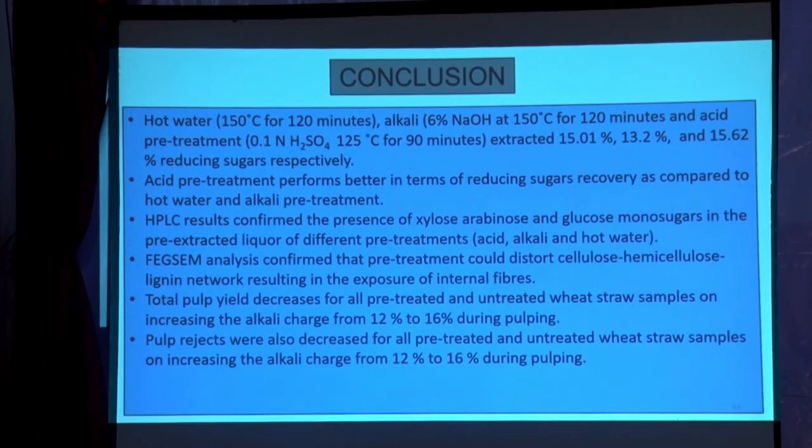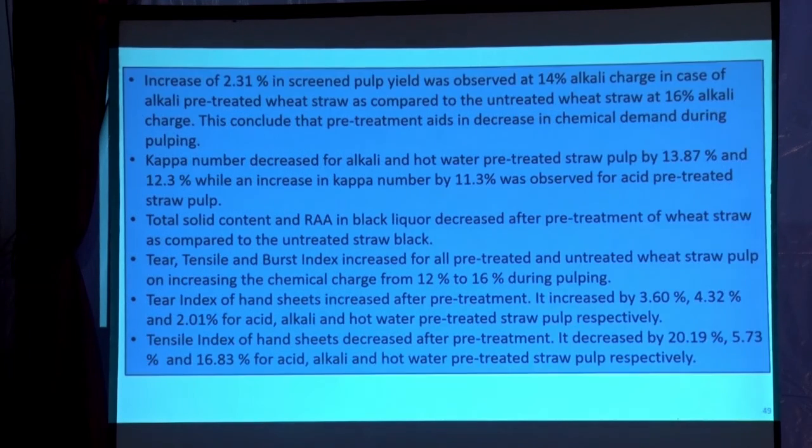The total pulp yield decreases for all pre-treated and untreated samples when the alkali charge was increased from 12 to 16%. The pulp rejects were also decreased for all the pre-treated and untreated wheat straw samples on increasing the alkali charge from 12% to 16%. An increase of 2.31% in screen yield was observed at 14% alkali charge in the case of alkali pre-treated wheat straw as compared to the untreated wheat straw at 16%.